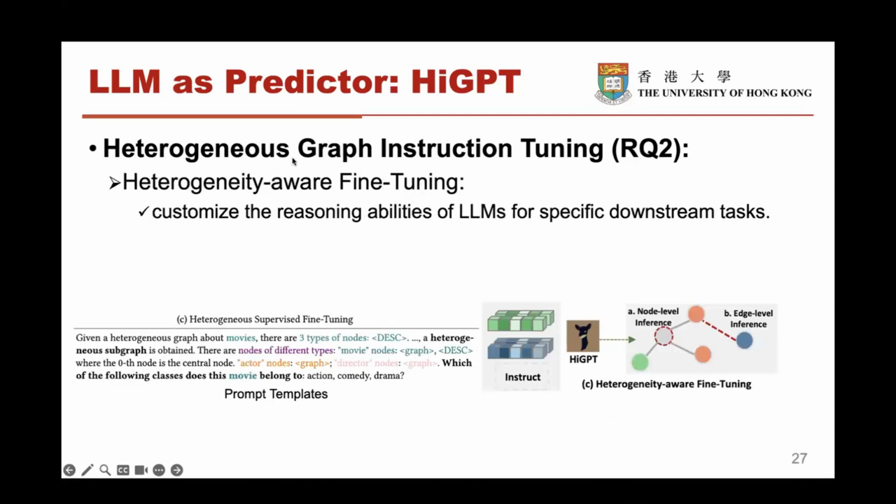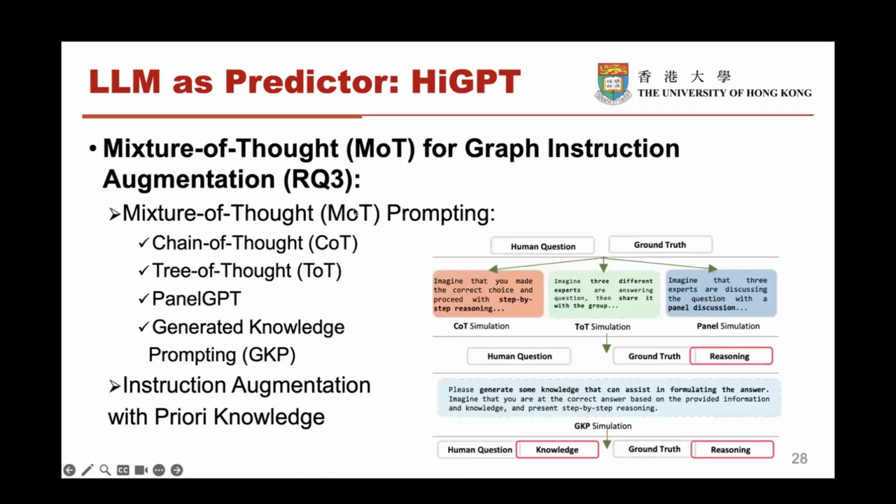Then to customize the reasoning ability of LLMs for specific downstream tasks, we introduce heterogeneity-aware fine-tuning to instruct the LLM to conduct downstream tasks. And the prompt templates are shown in this figure. Then we further focus on RQ3.